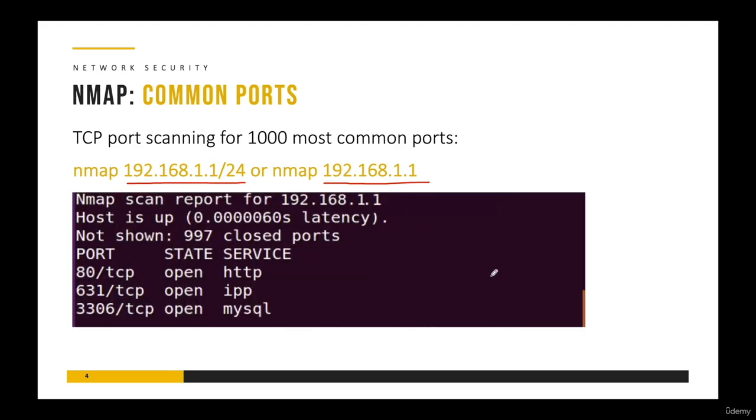Let's have a look at the results. We have launched an Nmap scan on a single IP address, and here are the results. Basically 3 ports are open. One is for HTTP, one is for IPP, another one for MySQL. All are TCP ports because we have launched a TCP scan. We also see the port numbers here, and we also see that there are 997 closed ports. So not only did we find out open ports, we also found out which services are running on those ports.